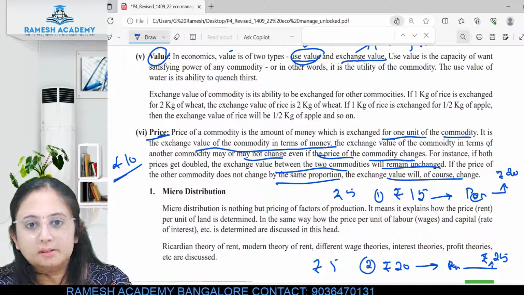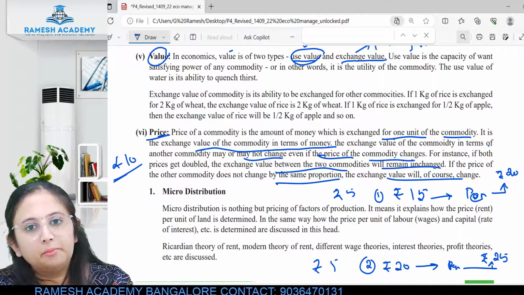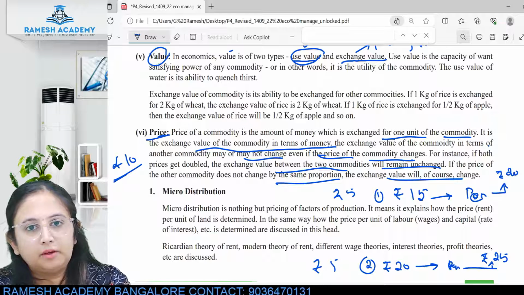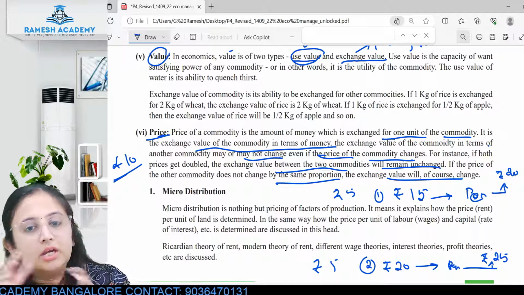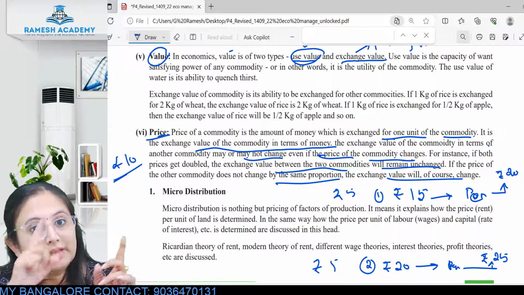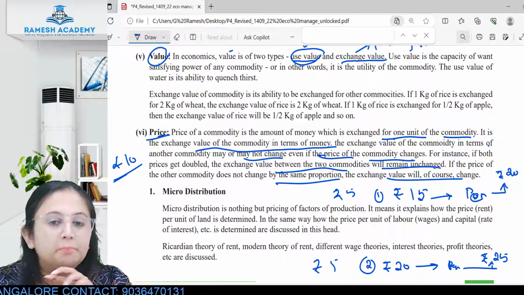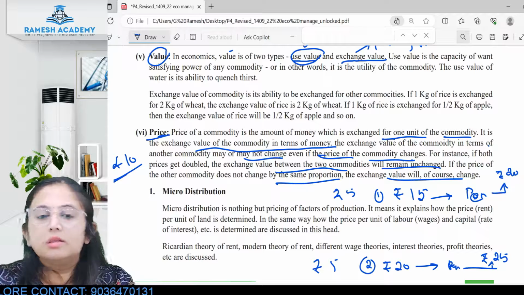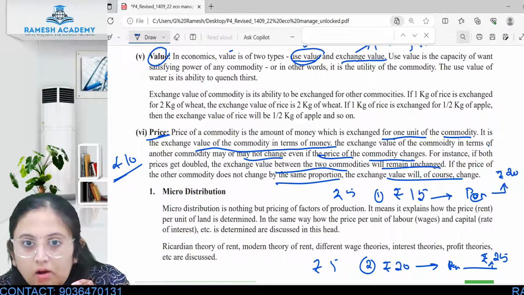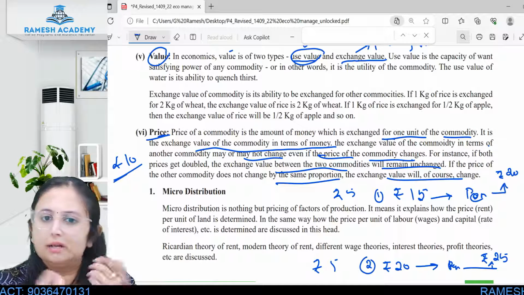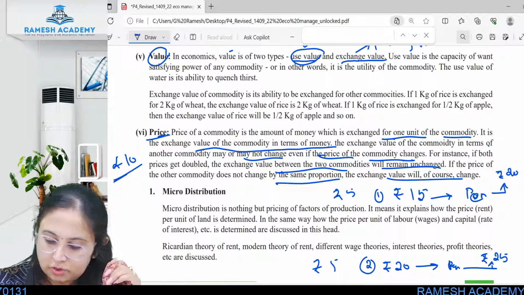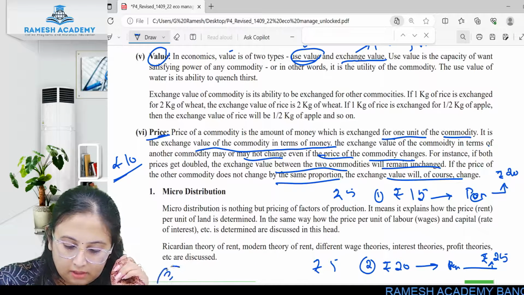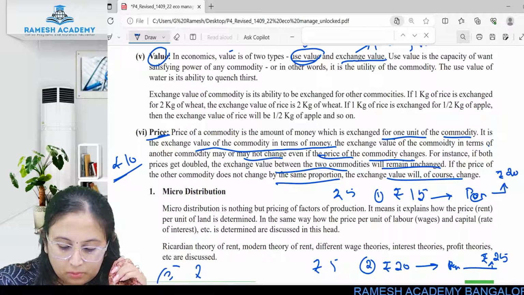Now I increase the price of the pen to 20 rupees. From 20, you are selling it for 25 rupees. Your profit remains unchanged. Even though there is a change in price, because both the selling price and the buying price are equally changing, there is no change in the value, or what ultimately you are getting.